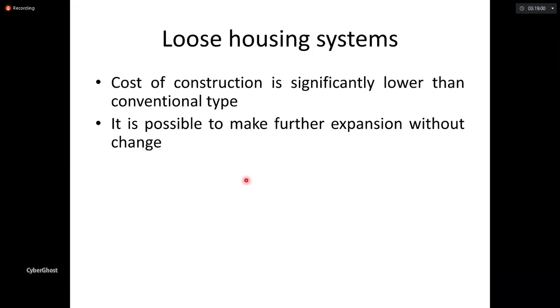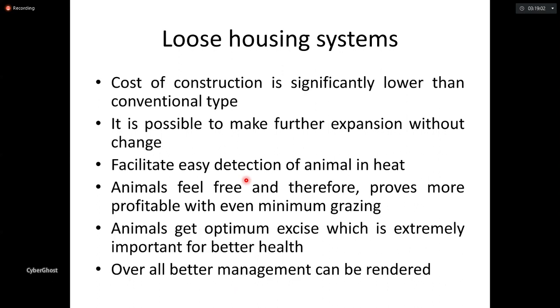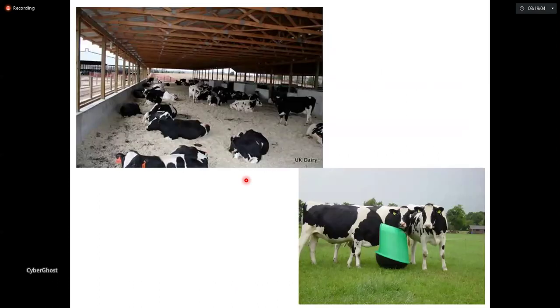The other type is called loose housing systems. Loose housing systems means animals are just loose. They are not tied up.